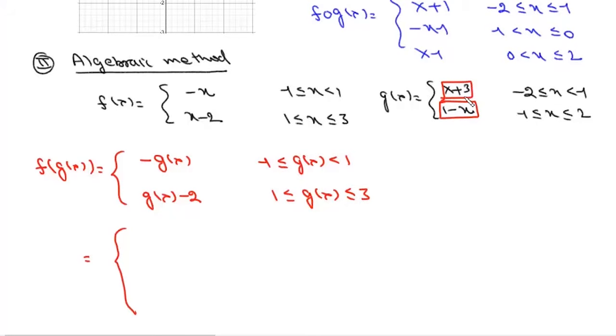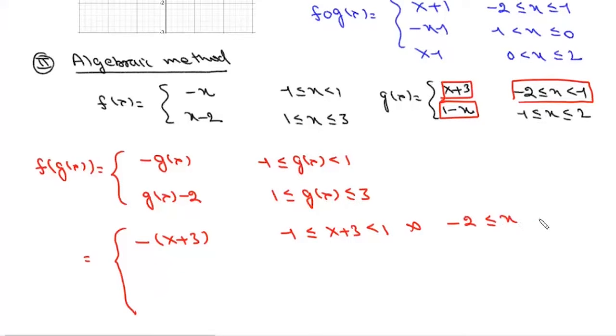Now first we'll use this definition, x plus 3. So it'll be minus, and then g(x) is x plus 3, and then minus 1 when g(x), that is x plus 3, is less than 1. Now here we have to use AND, because this condition must be satisfied for these values of x. Together with this condition, we have to take into consideration the domain of x also. So it will be minus x minus 3, minus 1.